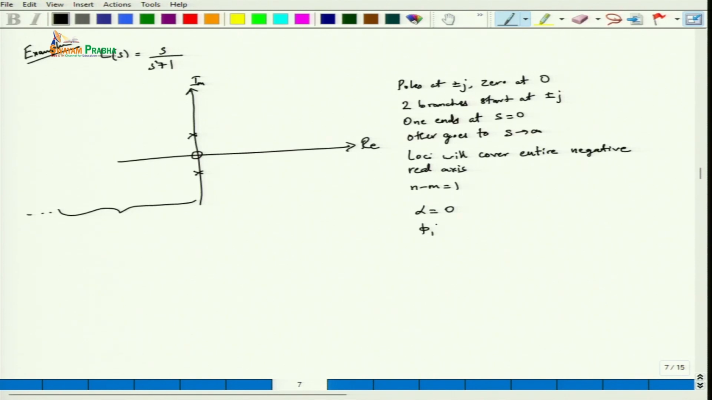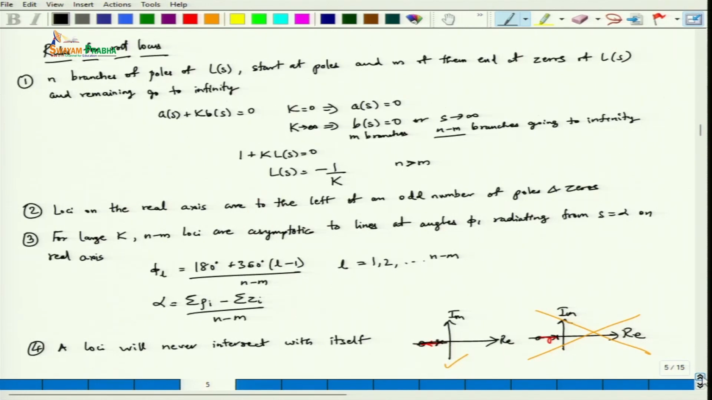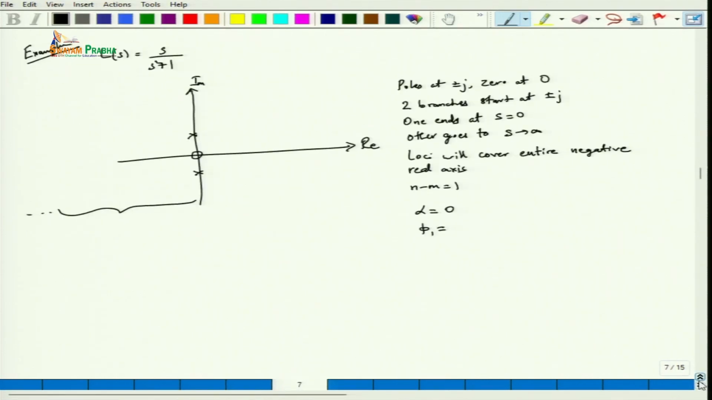And phi 1 will be, with n minus m equal to 1, 180 degrees plus 0 divided by 1. So in that case, it will be 180 degrees. So in this case, the asymptote will be, if we plot, something like this. 180 degrees means the negative real axis. So now we can plot the root loci.